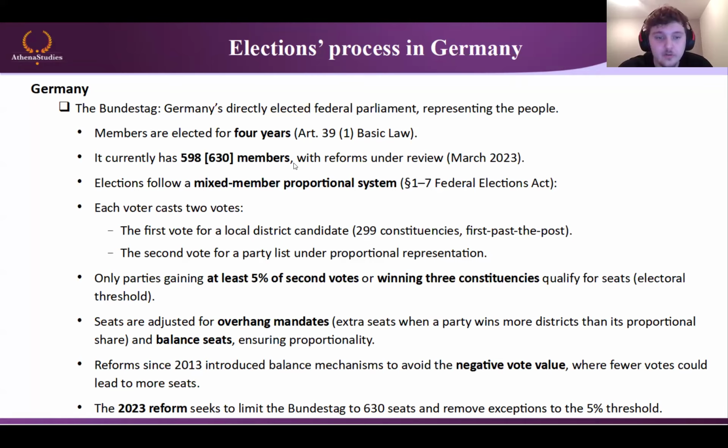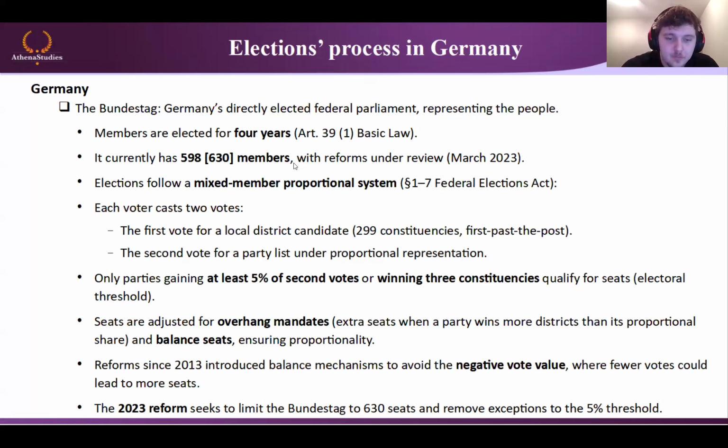Only parties gaining at least 5% of votes or winning 3 constituencies qualify for seats. That's the electoral threshold. The seats are adjusted for overhang mandates. So that's the extra seats when a party wins more districts than its proportional share, and balance seats, ensuring proportionality. And so since 2013, there were reforms that introduced a balance mechanism to avoid the negative vote value, where fewer votes could lead to more seats. And so then the representation wouldn't really be proportional.